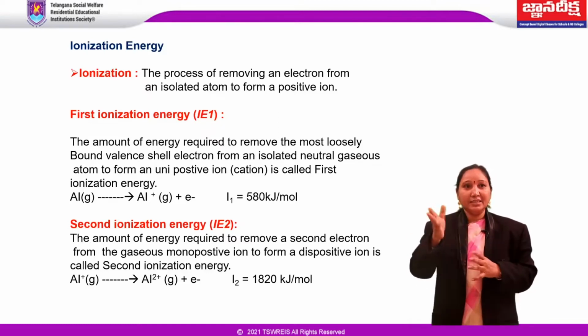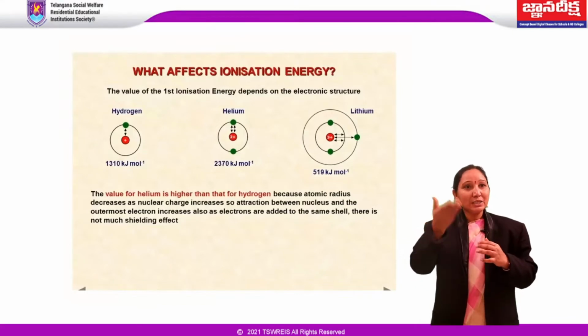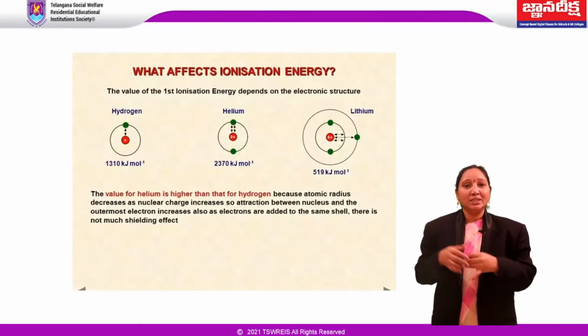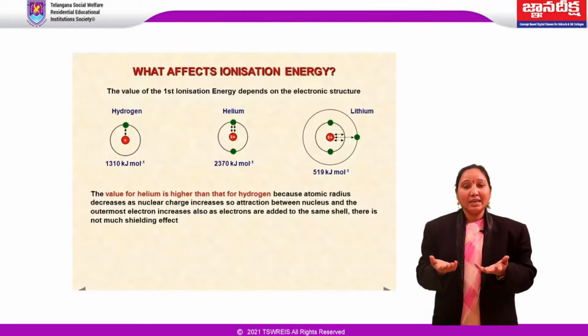Let us see the energy comparison between hydrogen, helium and lithium. In hydrogen, the electron is present in the first orbit, in the 1s orbital. Here there is no shielding. The electron is directly exposed to nuclear force. Therefore, the electron will be pulled towards the nucleus very hard, and in such a case, the amount of energy to be given will be more. The energy required here is around 1310 kilojoules per mole.